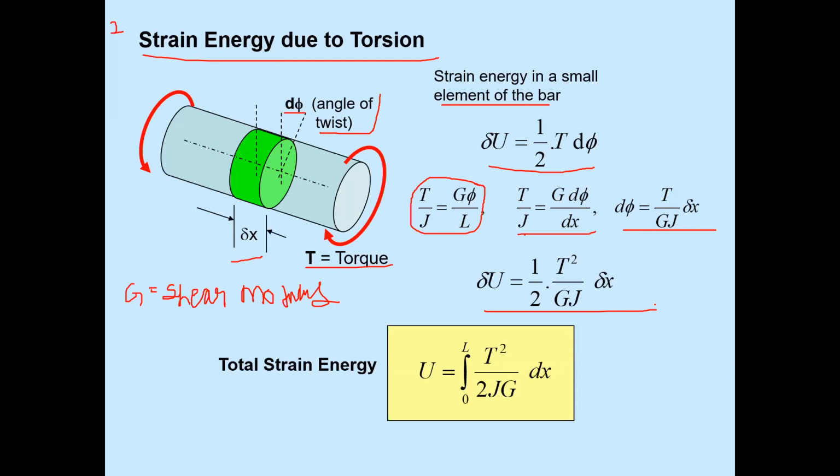If we put the d phi value in this equation, it will become, in derivative form, the total strain energy due to the torque: U equals integral from 0 to L of T square upon 2 JG dx.